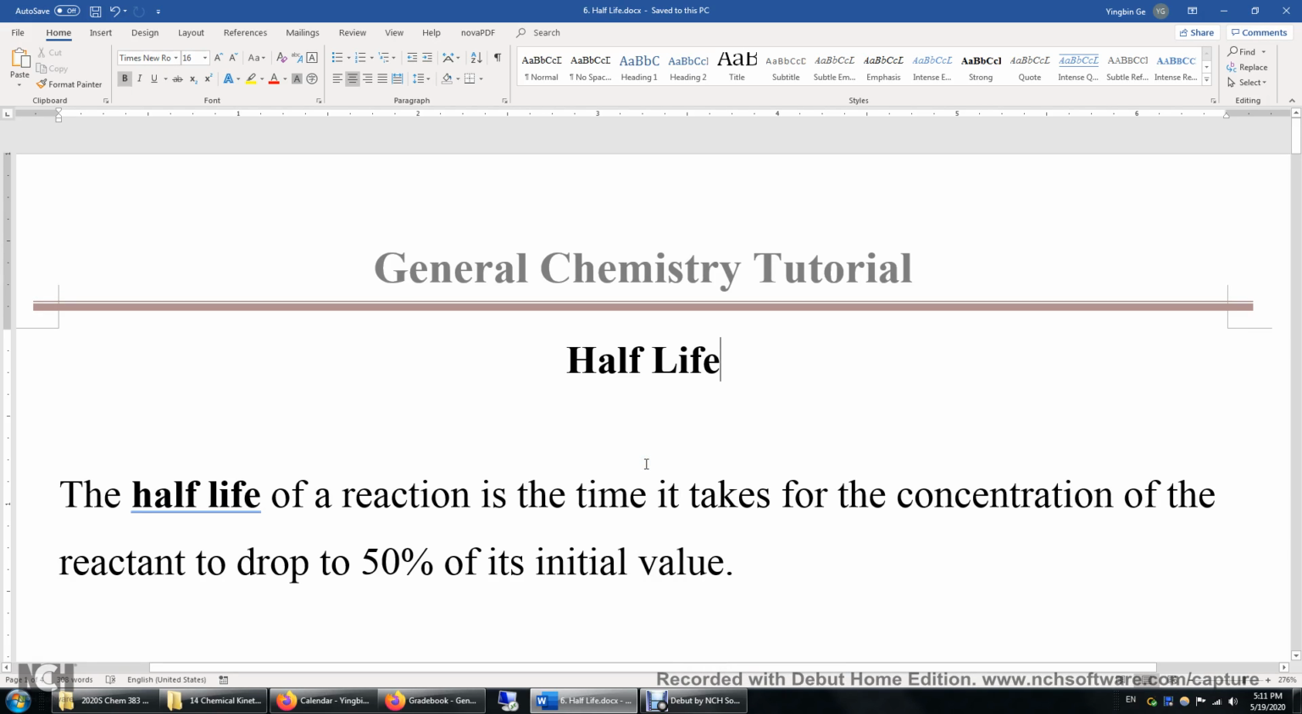In this video, I'll talk about half-life. In chemical kinetics, the half-life of a reaction is the amount of time it takes for the concentration of the reactant to drop to 50% of the initial value, or the initial concentration. We'll talk about three types of reactions: zeroth order, first order, and second order.